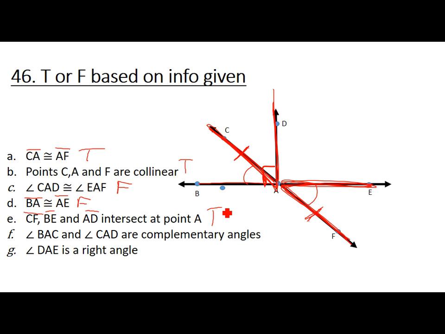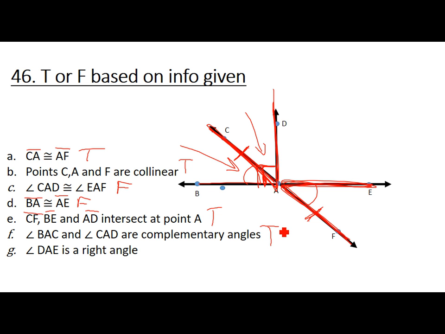Angle BAC and angle CAD are complementary. Angle BAC, that's this angle right here. And angle CAD is this angle. Complementary means what? Add up to 90. They gave us that little box right there, so that is true.